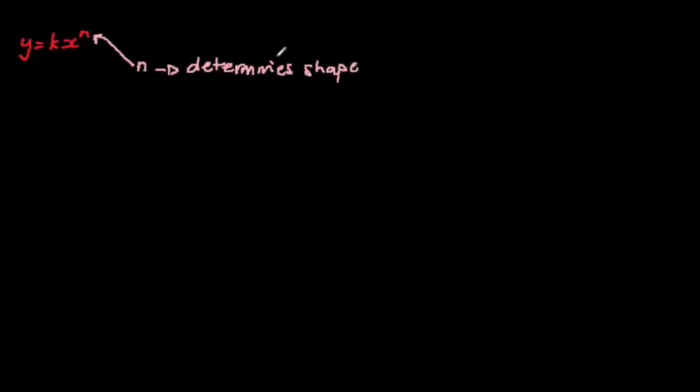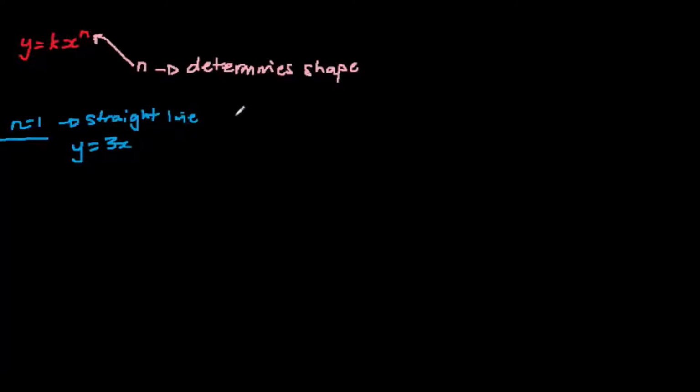So don't worry about how it does that. What we need to know is that whatever the n is will make the graph a certain shape. So when n equals 1, which is the case that we're most familiar with now, then we have a straight line. And that would be something like an equation of y equals 3x.